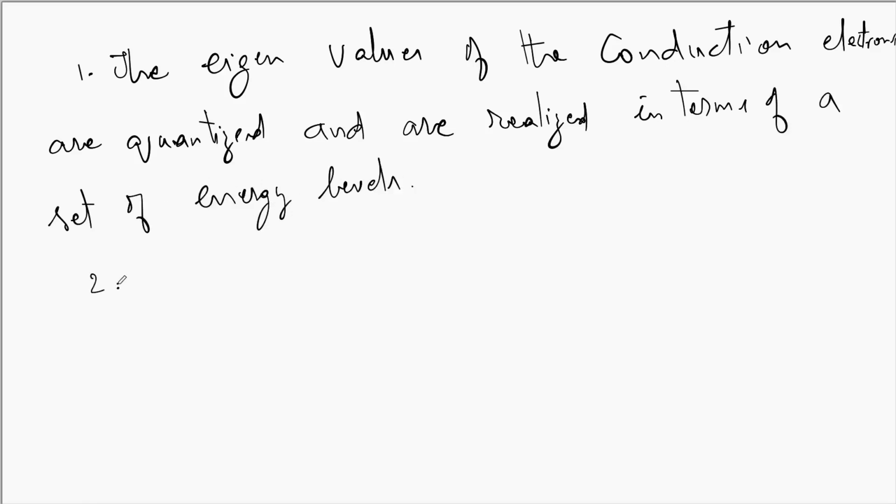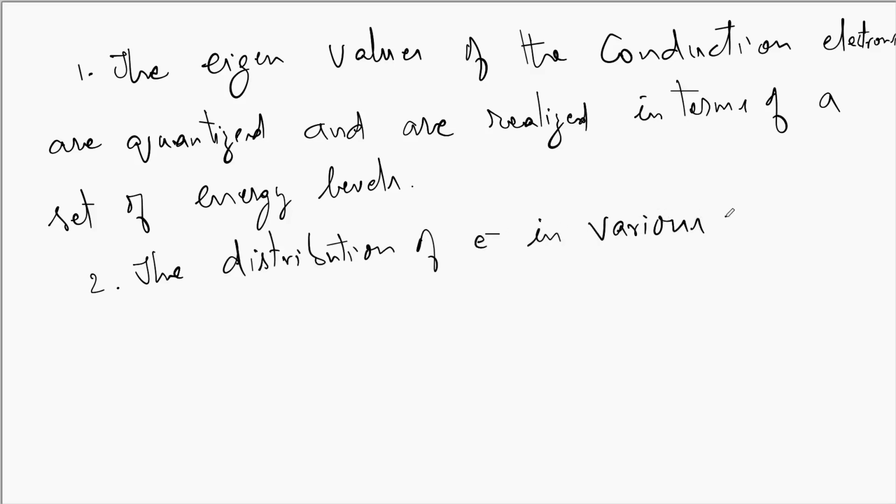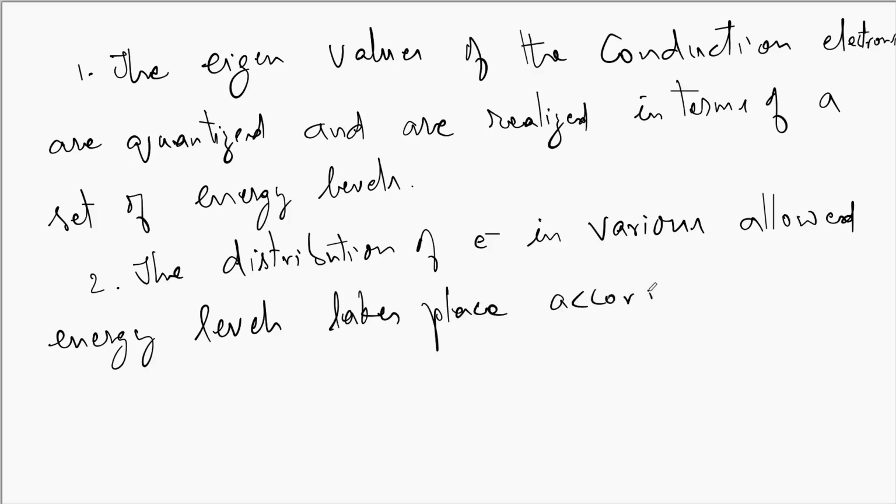The distribution of electrons in various allowed energy levels takes place according to Pauli's exclusion principle.